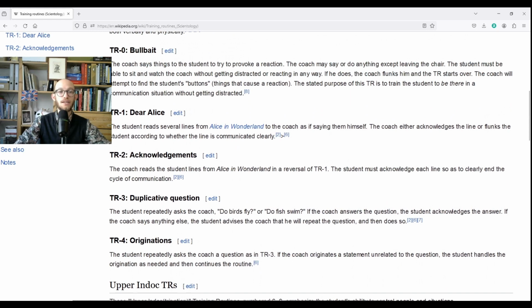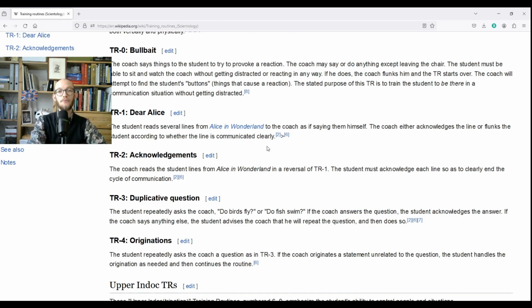All right, TR1, Dear Alice. The student reads several lines from Alice in Wonderland to the coach as if saying them himself. The coach either acknowledges the line or flunks the student according to whether the line is communicated clearly. So here the point of it is, you have Alice in Wonderland, and Hubbard says the reason for that is because it has many short lines. So it doesn't have long sentences or anything like that. So it's much easier.